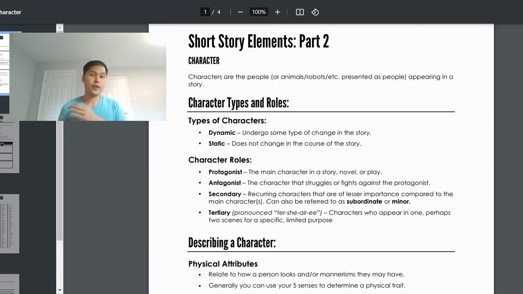Secondary characters are the recurring characters of lesser importance. They are the subordinate characters. They have a minor role. They are like the best friend, or the tutor, the mentor to that character, perhaps. Tertiary characters are characters that appear in one, perhaps two scenes for a specific purpose. So they are like soldier number 1, soldier number 4, who get killed on the beaches.